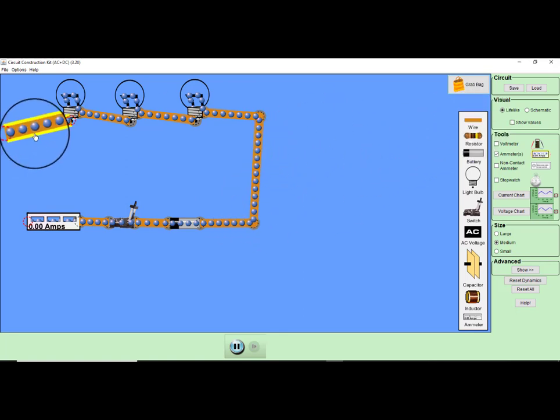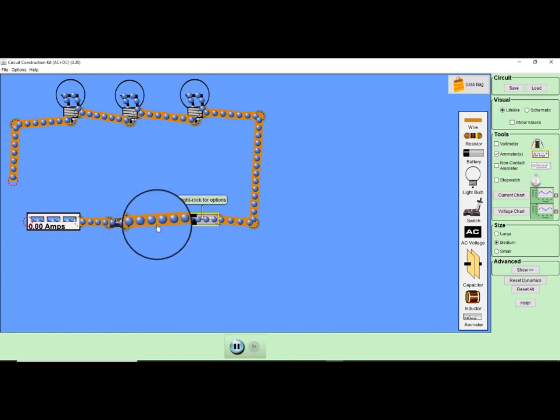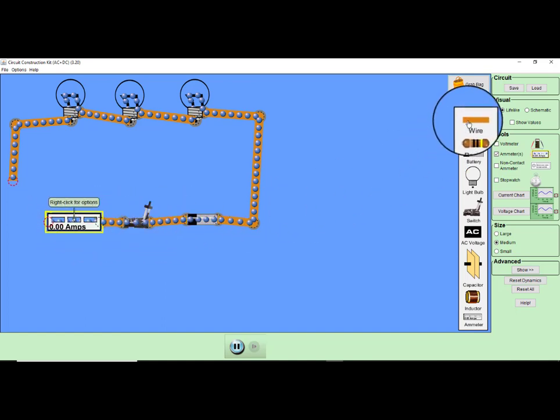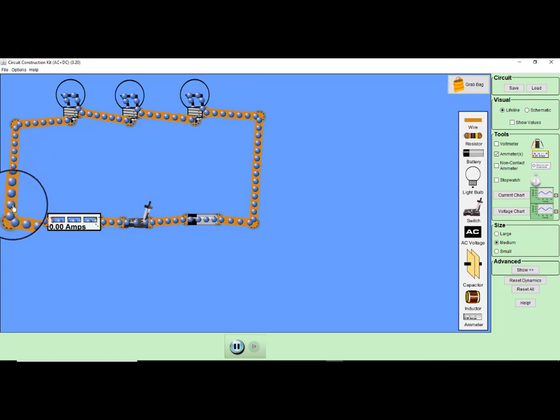Finally I need to connect one more wire from this. Let me move this a little bit away and connect this wire. Okay. So here we have connected three bulbs in series. So we can consider these three resistors are connected in series.